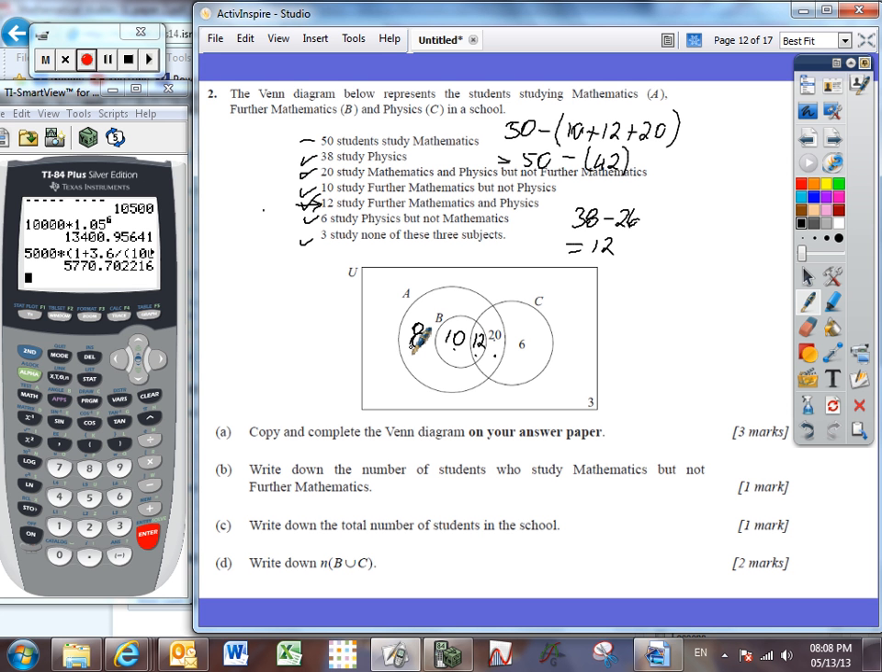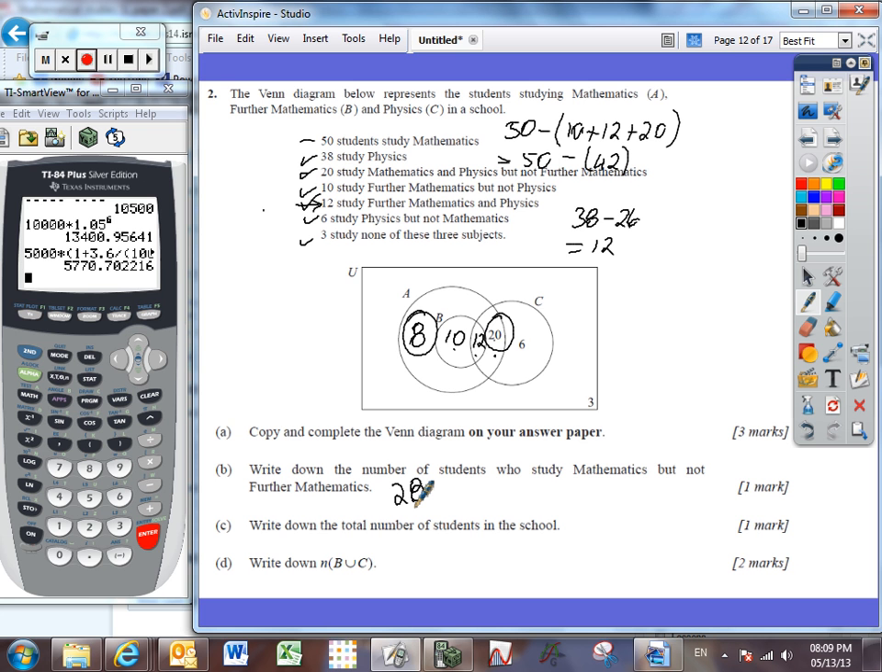Write down the number of students who study mathematics but not further mathematics. So we're trying to deal with the number of students who are inside circle A for mathematics but are not inside circle B of further mathematics. So that's going to be this 8 and this 20. Those are the only 2 values which are inside circle A but are not inside circle B. That's a total of 28 students.